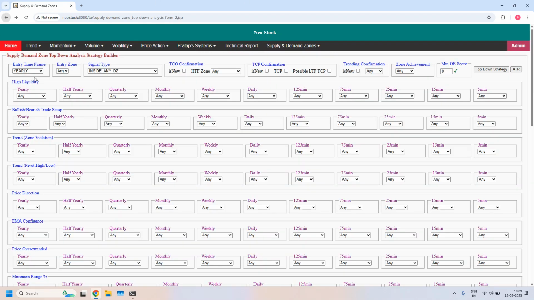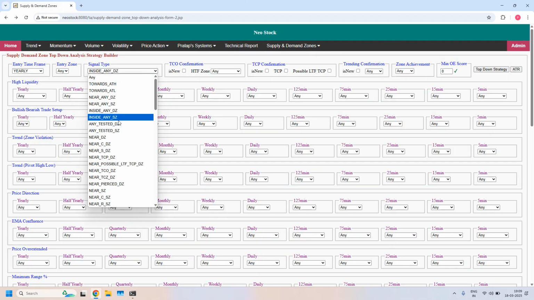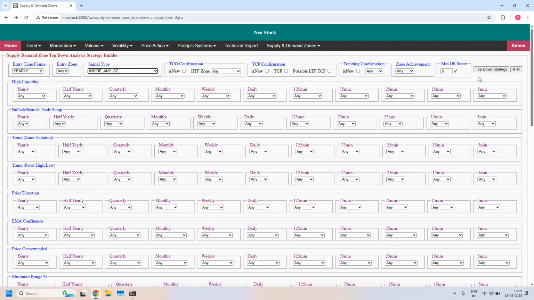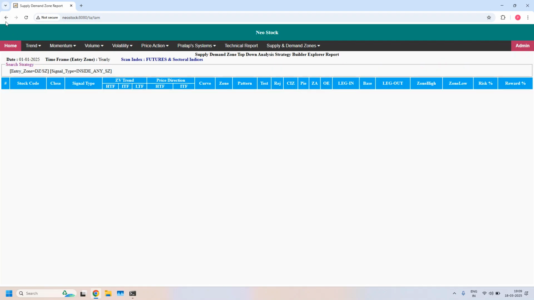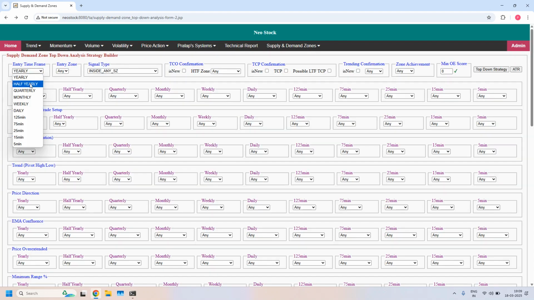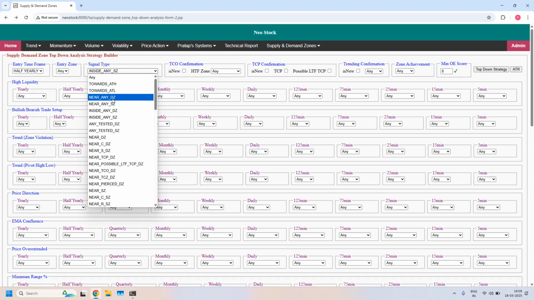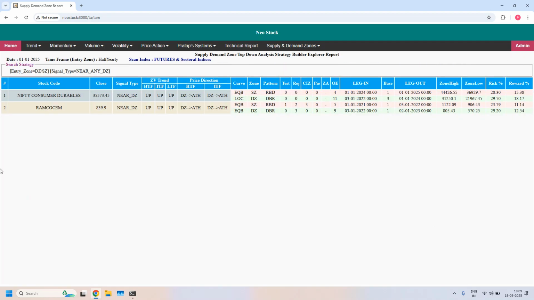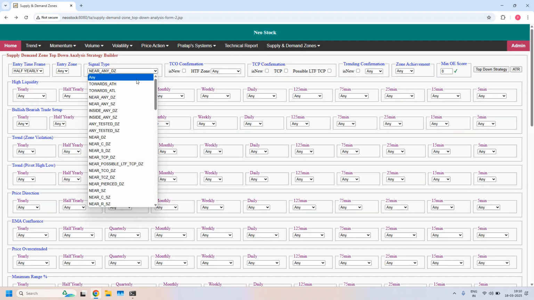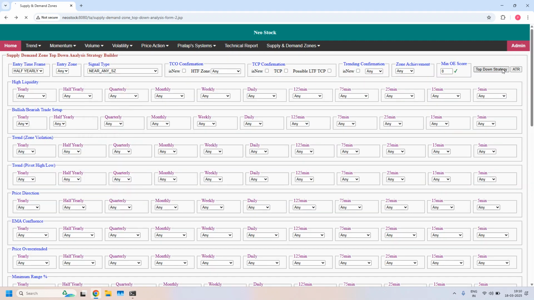Okay, next, price closed inside the yearly supply zone. We don't have any stocks. Next time frame is half yearly. Stocks near half yearly demand zone. We got 2 stocks. Next, stocks near half yearly supply zone. We don't have any stocks.